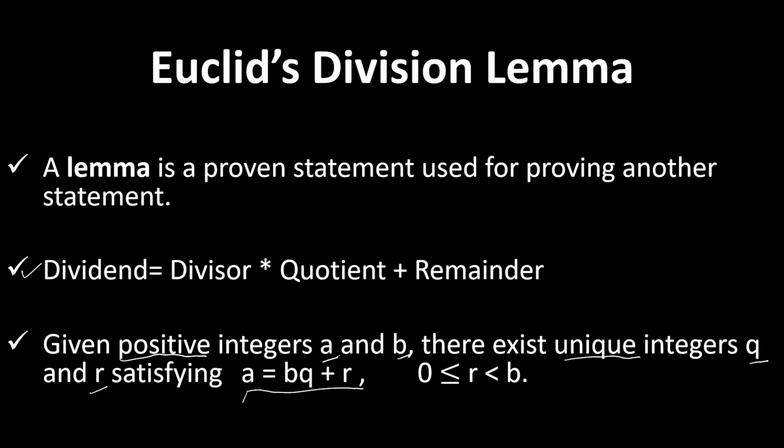Now what is A here? A is the dividend. What is B? B is our divisor. Q is the quotient and R is our remainder. The condition followed here is R is greater than or equal to 0 but less than B, which means the remainder is greater than or equal to 0 but will always be less than the divisor.